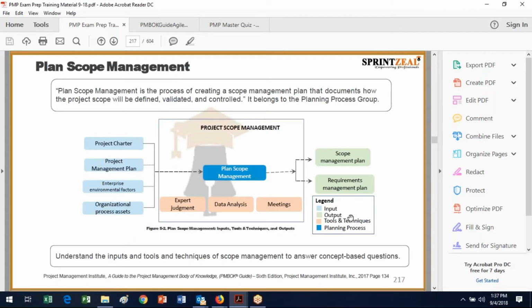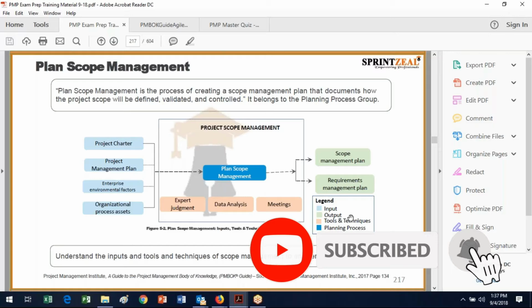And of course, here we have the definition. It's the process of creating a scope management plan that documents how the project scope will be defined, validated, and controlled. It belongs in the planning process group. Fortunately, it has plan in the name and scope in the name, so you know exactly which box this would fill. It's right at the corner of plan and scope.